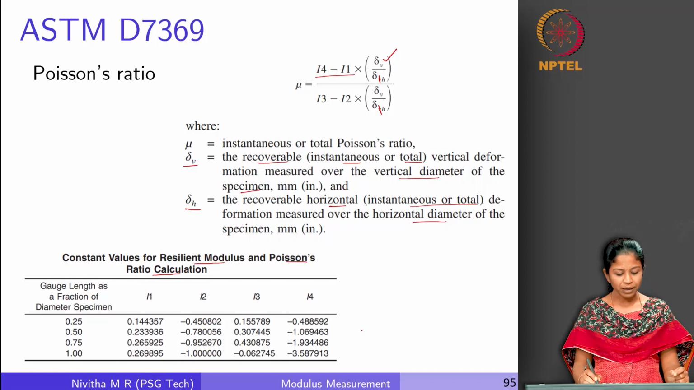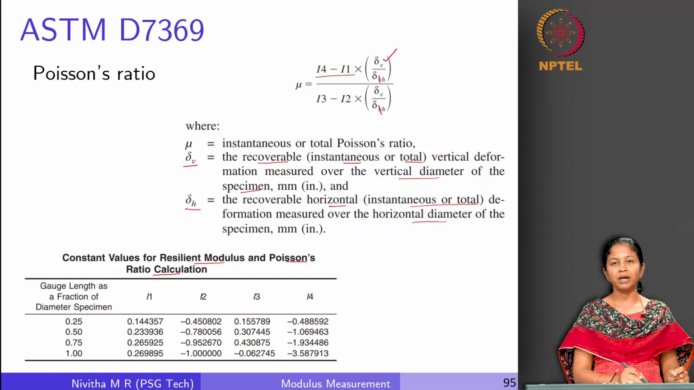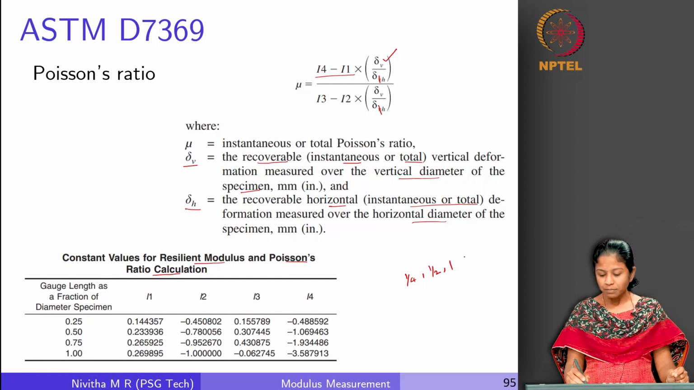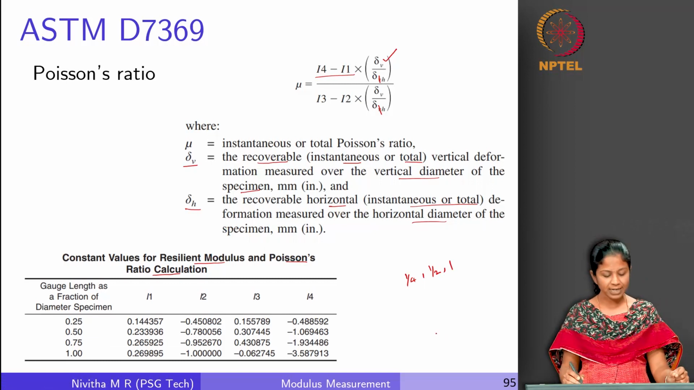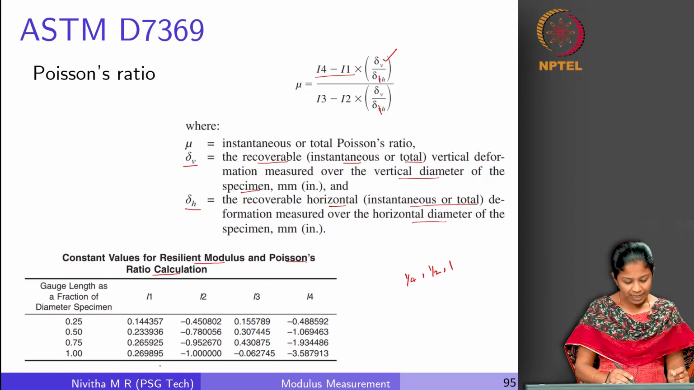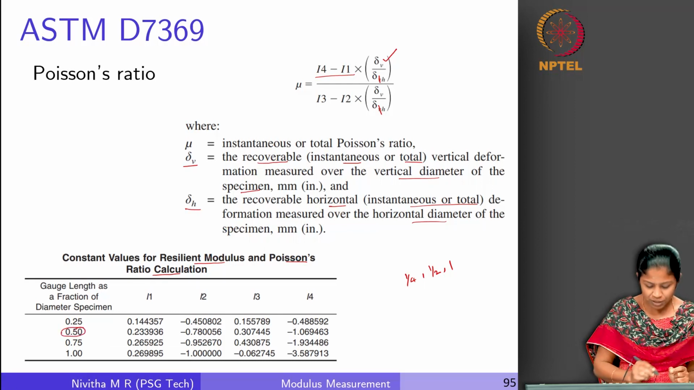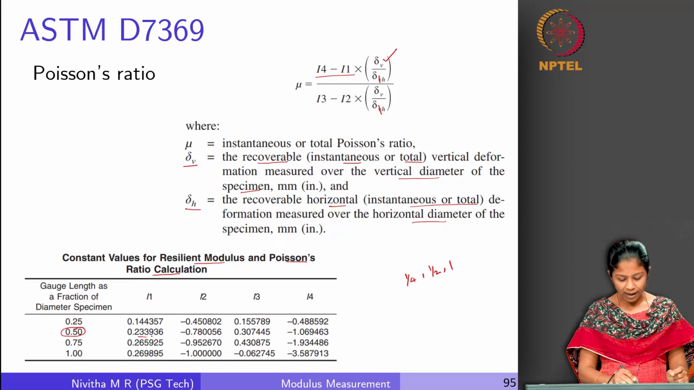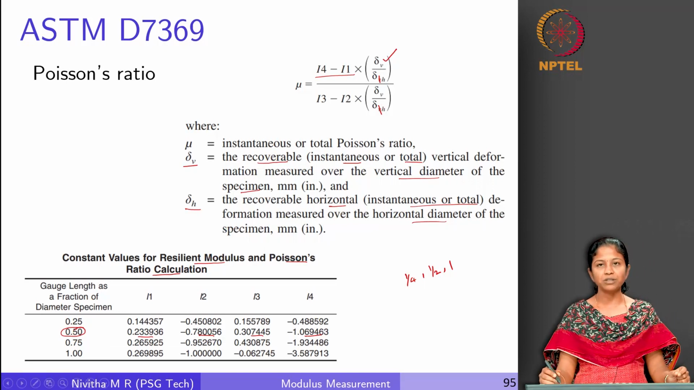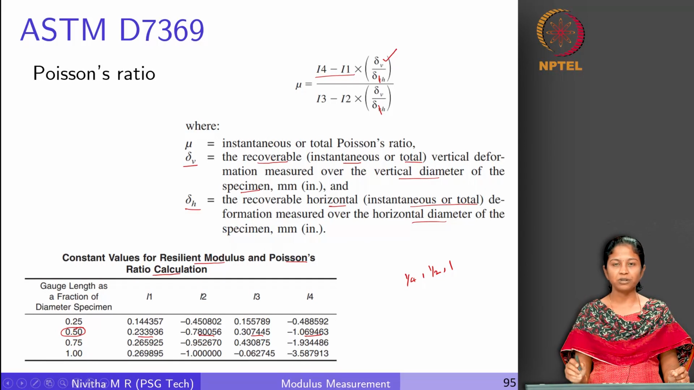What do these values depend on? This depends on the gauge length that we are using. Previously we said we can use 1/4 of the gauge length, or 1/2, or the full gauge length. Depending upon the choice of the gauge length, the values of I1, I2, I3 and I4 are going to vary. So let us say I am using a half gauge length, which is 0.5. I have the corresponding I1, I2, I3 values substituted here, substitute the corresponding deformation values, and then we can compute the Poisson's ratio.